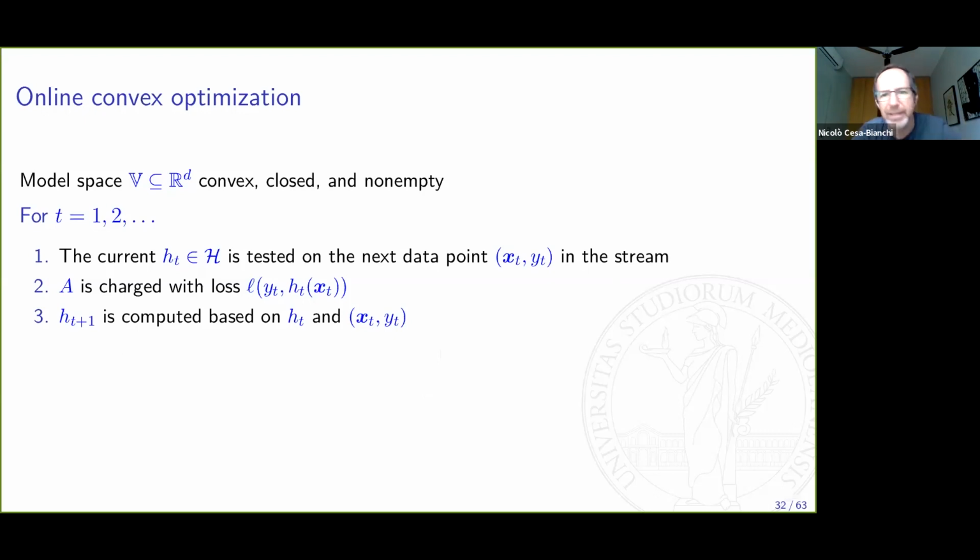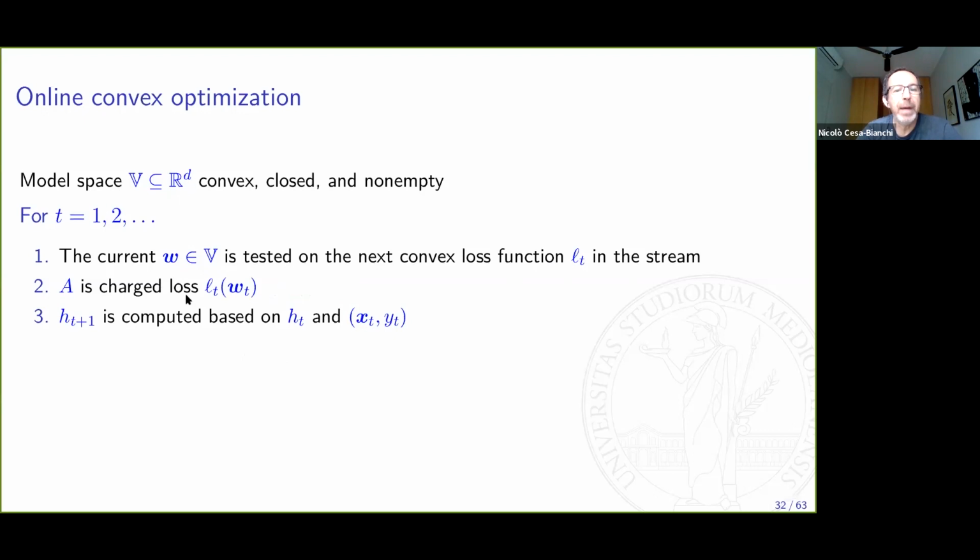coming from the traditional statistical learning. Now I want to say that my model space is a parametric model space, which is some convex closed non-empty subset of the d-dimensional Euclidean space. My decisions, my models, are vectors of parameters from this subset. And my loss is going to be a convex function of my decision, which is a point in this d-dimensional subset.